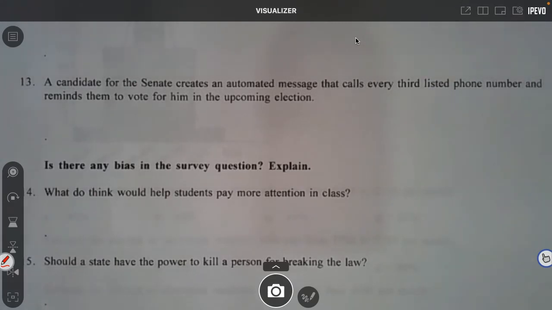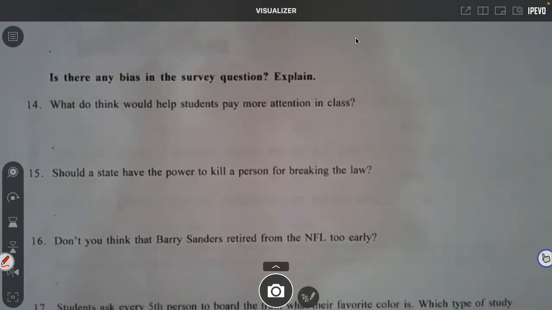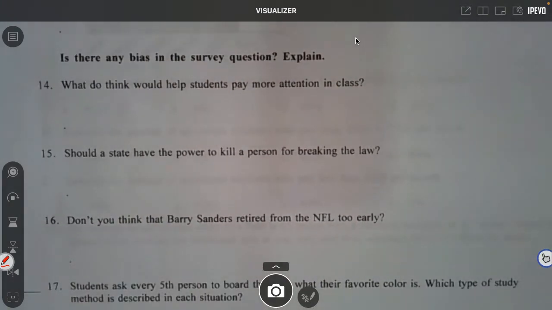Oh, this is the one where people would answer the questions a lot. It does seem like you would answer the questions, but look, it says, is there bias? What do you think would help students pay more attention in class? I would have people answer that question. Don't answer the question. Is there any bias in the question? It just says, what do you think? I don't see any problems myself. But if you find a problem with it, argue your case, and then you'll get your credit.